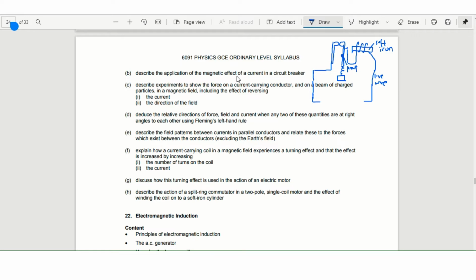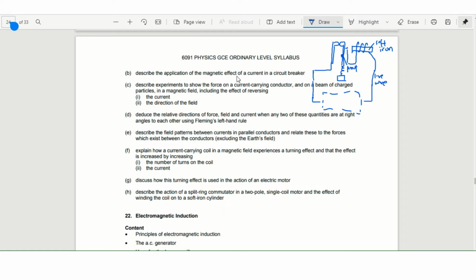If the current is not too strong, the magnetic strength of this soft iron is insufficient to attract this contact here. If it doesn't attract this contact, these two contacts are touching each other and there will be a closed circuit. There is some appliance and so on here. So this is a closed circuit, and basically the electricity can flow through.